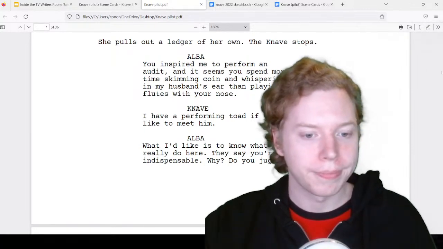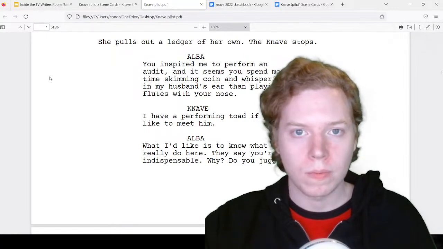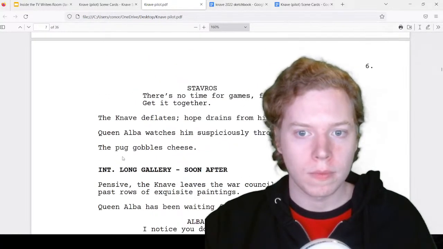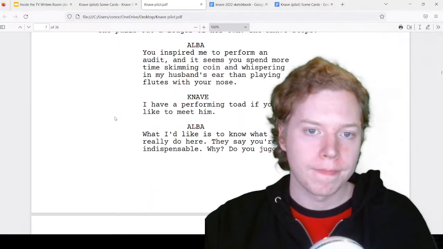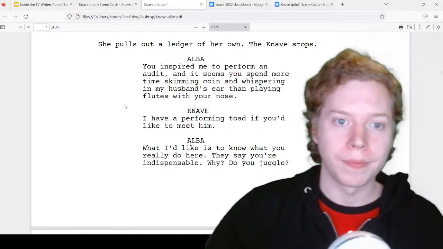Stage direction. Shit, where am I? Damn it. She pulls out a ledger of her own, the knave stops. Where am I? I'm sorry. You're good. Damn it. The knave stops. Interior, go ahead. Great Hall? Oh, yeah.